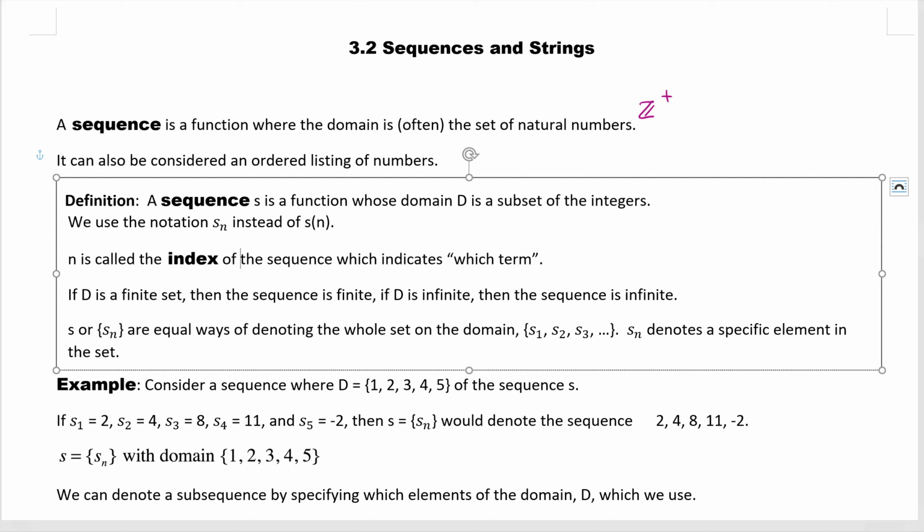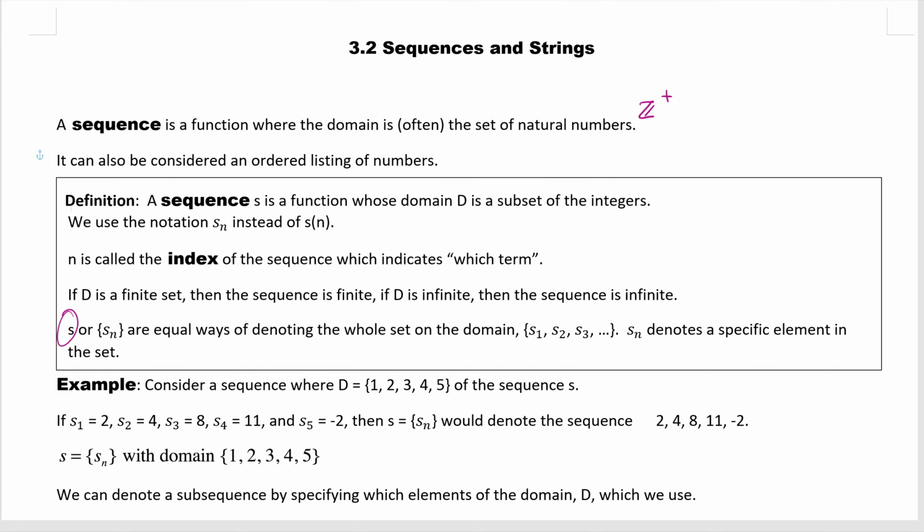If D is a finite set, then the sequence is finite. If D is infinite, then the sequence is infinite. It really depends on whether the domain is a finite set. If yes, then we have a list of finitely many numbers. If the domain D is infinite, then we can have infinitely many numbers in our list.